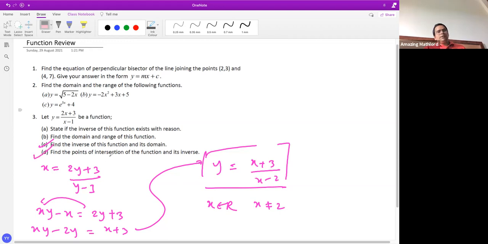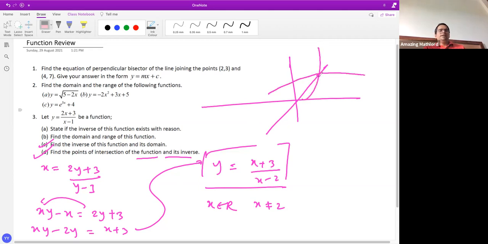Second is to find out the point of intersection of the function and its inverse. Logically, if you look at the inverse and its function, wherever they intersect, they'll intersect along the y equals x line. So for example, if my function is like this, the inverse I'm drawing has to be something like this. So any intersection will always happen along the y equals x line.